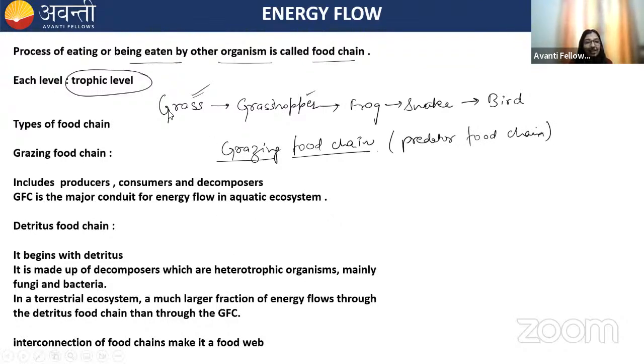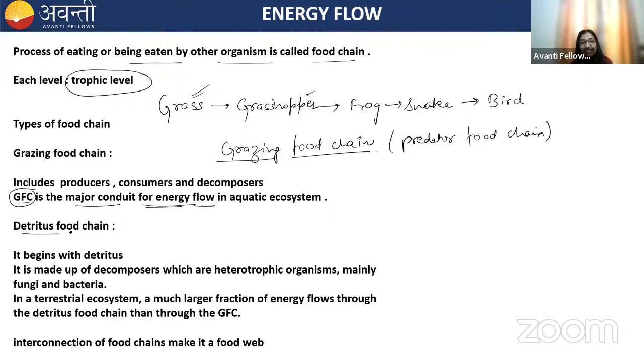And in the aquatic ecosystem, the major conduction of the energy flow occurs through the grazing food chain, because in the aquatic ecosystem we know that every organism is eating another organism to fulfill its energy needs or energy requirements. So in the aquatic ecosystem, the grazing food chain is the major conduction for the energy flow.